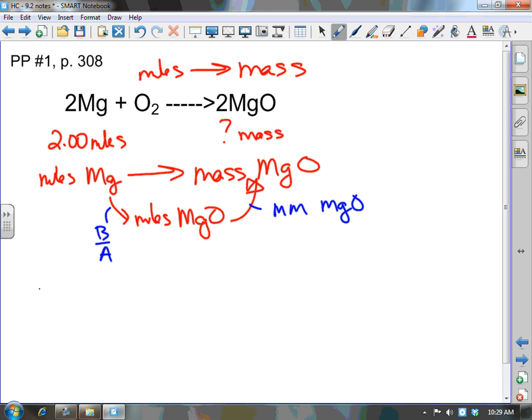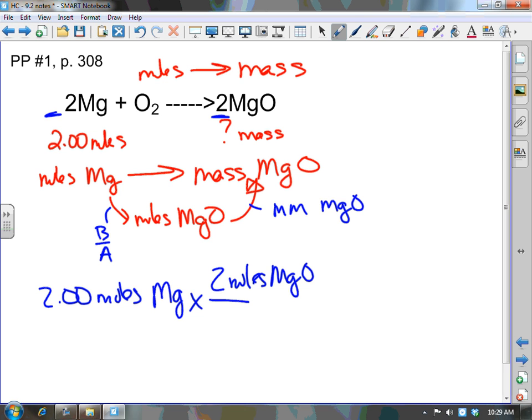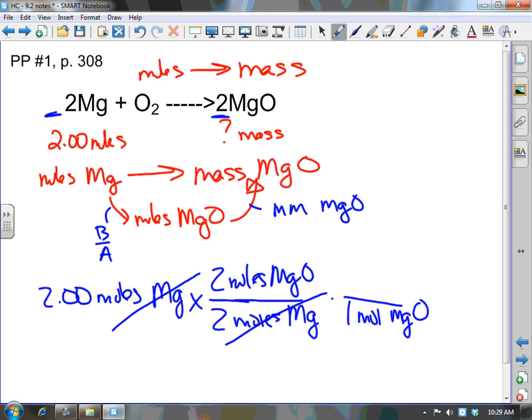So our calculation is simply 2.00 moles of magnesium multiplied by the mole ratio. Now here's what's kind of interesting: they both have the same mole ratio, so it's 2 to 2. So for every 2 moles of magnesium oxide that are made, 2 moles of magnesium are consumed. Moles of magnesium cancel out. Now we need to go to mass of magnesium oxide. So in 1 mole of MgO, we have the molar mass of magnesium oxide.